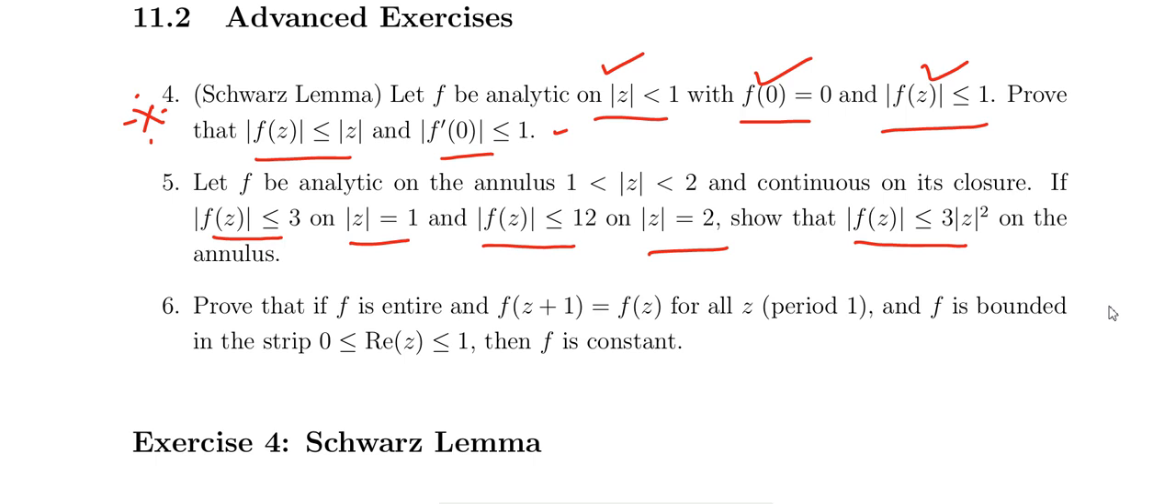Similarly, f is entire and f of z plus 1 equal to f of z for all z, so the period is 1. If f is bounded in the strip 0 less than or equal to real part of z less than or equal to 1, then f is constant. Okay, the third one is very important.